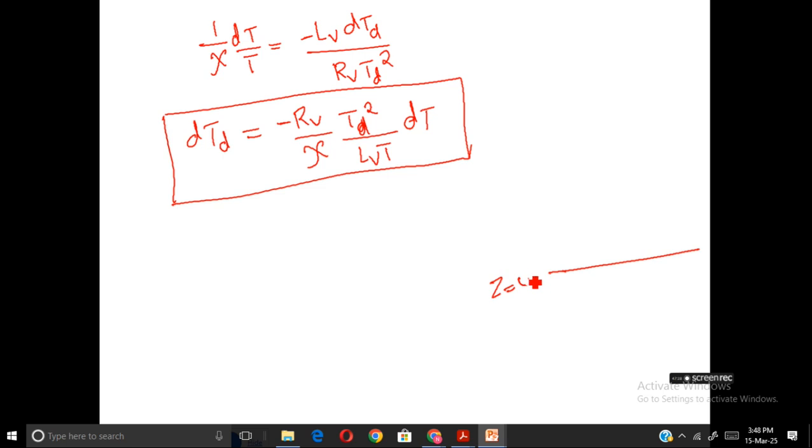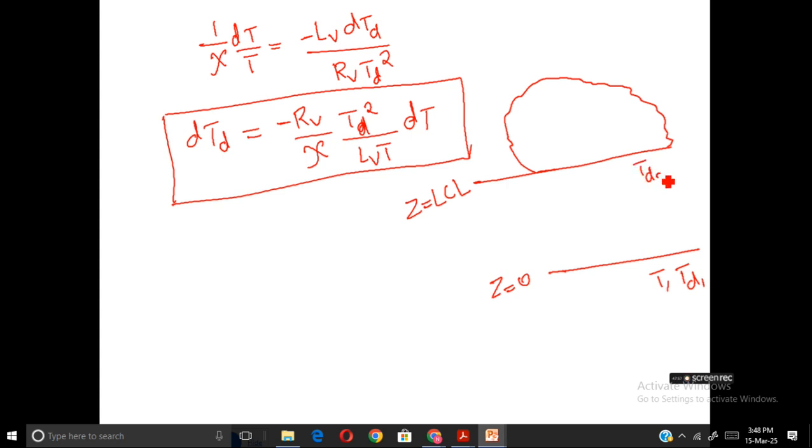This is the surface. Suppose this side is equal to 0. Here the surface temperature is T, and the dew point temperature of the surface is Td1. Now this is the height at which the parcel forms, or the cloud forms. Assume that this is the cloud, even though it doesn't look like a cloud. And this is the height of the lifting condensation level, which is Z is equal to LCL. So here the temperature is Td2, and let the temperature at this particular height be Tc. The temperature at which condensation occurs is Tc.